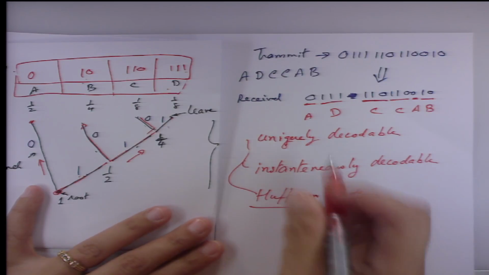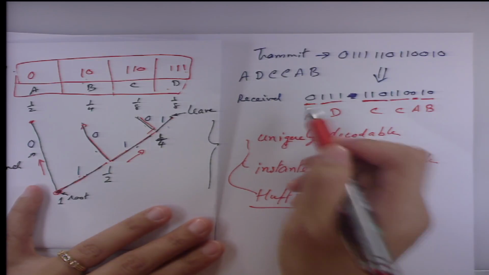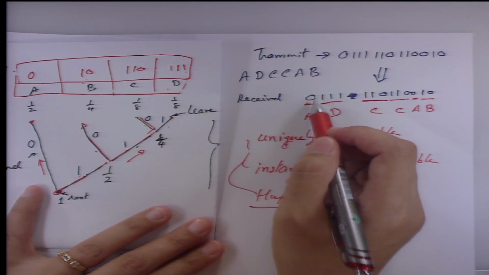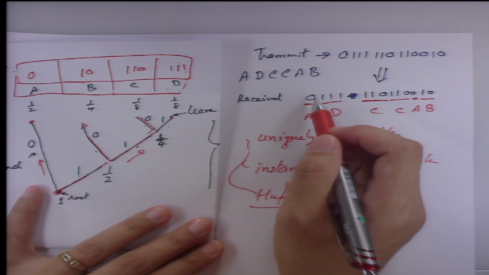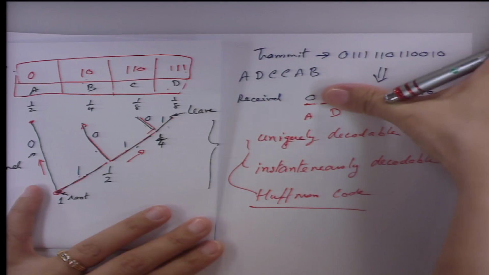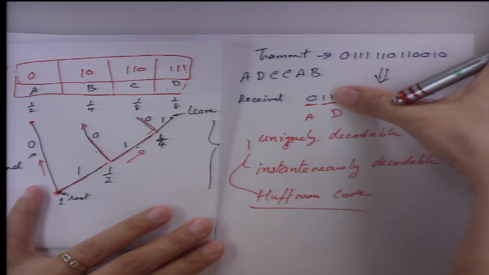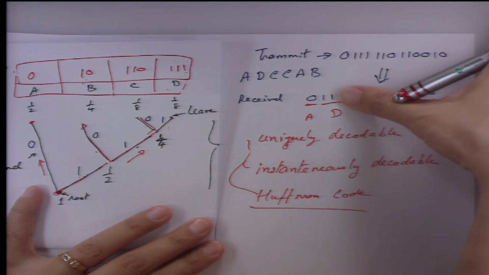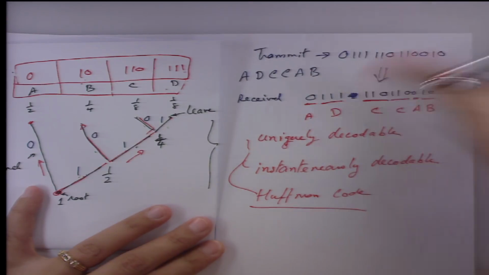Instantaneously decodable means that when you receive the complete bits for that symbol, you can decode immediately. Suppose you got this 0 here, you can decode that it is A. You get the next bit, you cannot decode because it's not complete. You get the next bit, you cannot decode. When you get the complete code for D, you can decode that it is D. This is called an instantaneously decodable code.